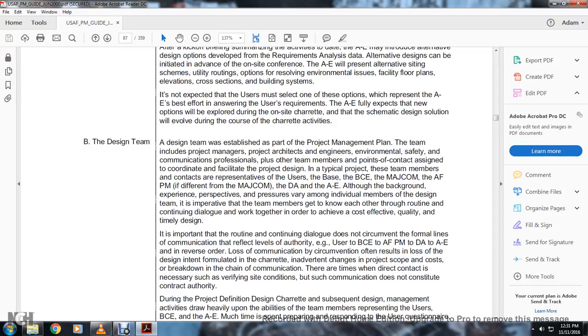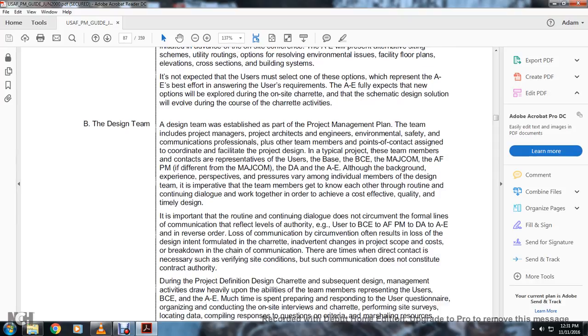The typical project team members contact the representatives of the user, the base civil engineering, the major command, the Air Force program management, and, if different from the major command, the Department of the Army, and the architectural engineering. Although the background and experiences represent different perspectives, the pressures would vary among the individual members of the design team. It is imperative that team members get to know each other through routine and continuing dialogue and work together in order to achieve a cost-effective, quality, and timely design.